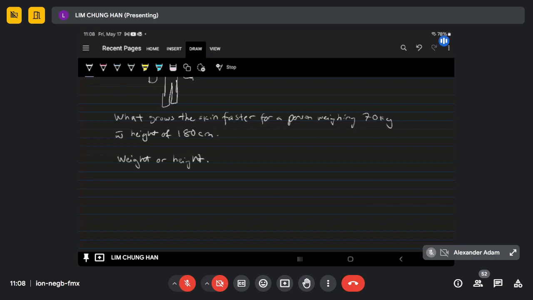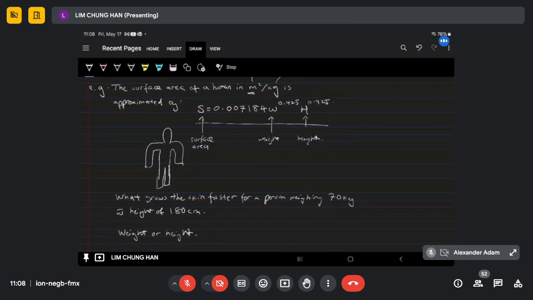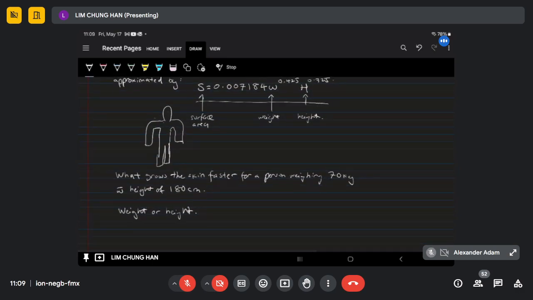Okay, so to answer this question, we can investigate two options. This example here is an example where we can apply what we learned earlier, our partial derivative. So we can apply partial derivative to solve this problem.